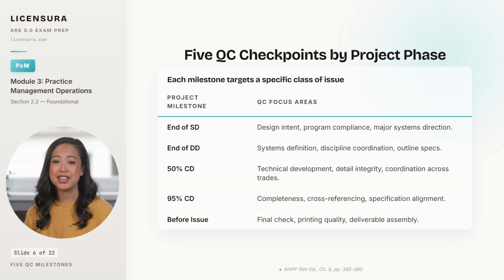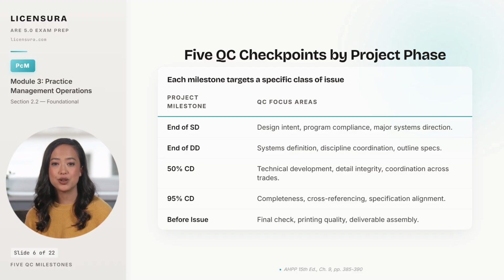set. 95% CD is the completeness review. Every sheet referenced, every specification aligned, every annotation present. And the pre-issue check is the deliverable assembly pass. Title blocks correct, printing legible, every sheet in the right set. 5 checkpoints, 5 different focus areas, and the firms that run all 5 are the firms whose construction phases stay quiet. The trap most firms fall into is treating every review the same.